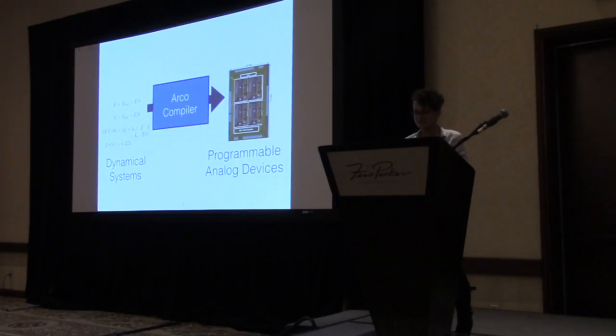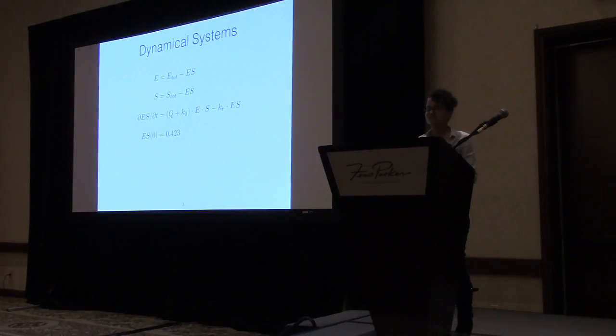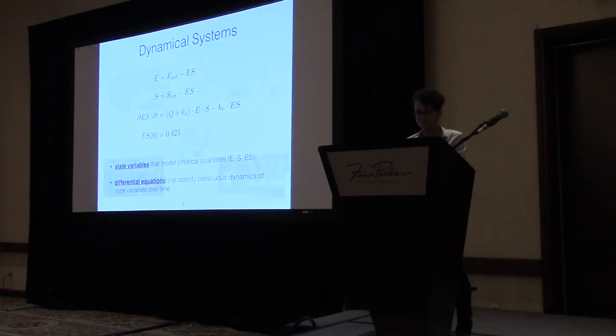platforms, analog devices. So a dynamical system is a set of differential equations that define dynamics over state variables, where a state variable models some physical quantity. This physical quantity can be a concentration of a molecule, a position, or a charge in an electrical component. The differential equations of the system specify the continuous dynamics of the state variables over time.